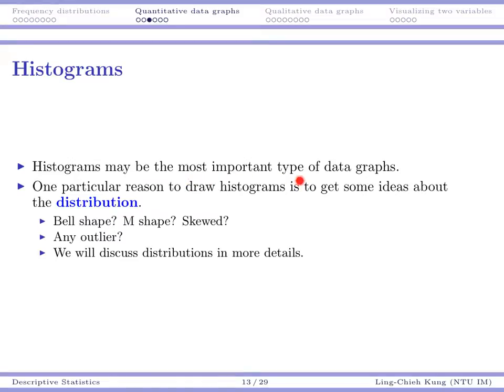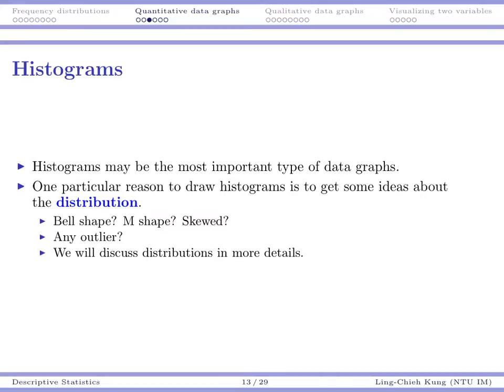Histograms may be the most important type of data graphs, or we should say that regarding statistical methods, histograms are the most useful. One particular reason is that we want to get some ideas about the distribution. Like we want to ask whether it is a bell-shaped distribution, M-shaped distribution, or whether it is symmetric or skewed, and so on. Okay, we will talk about distributions in more detail in future classes.